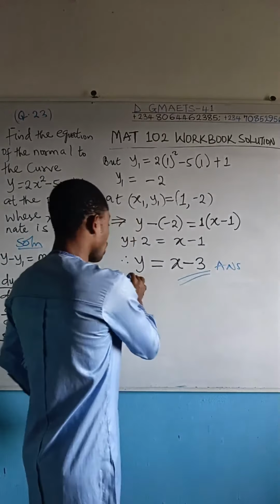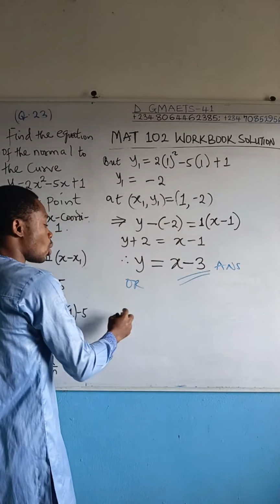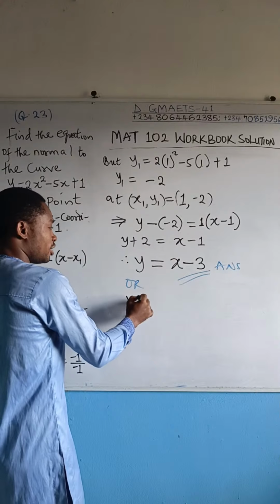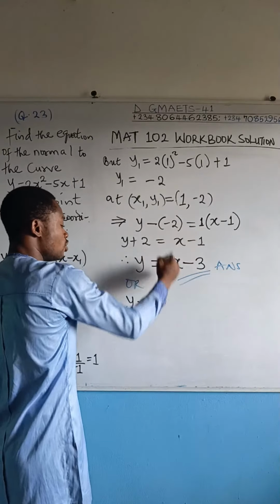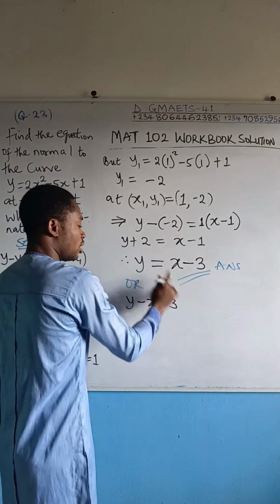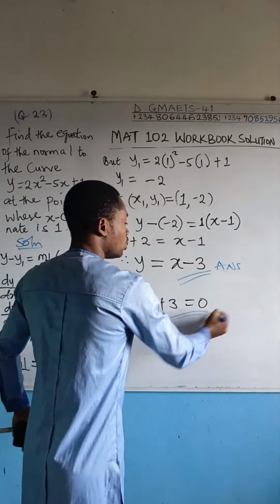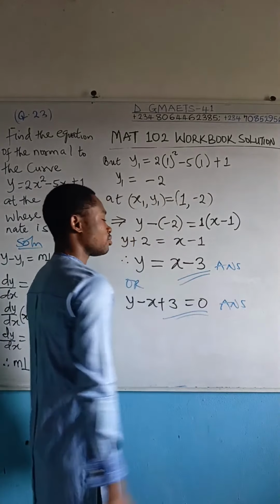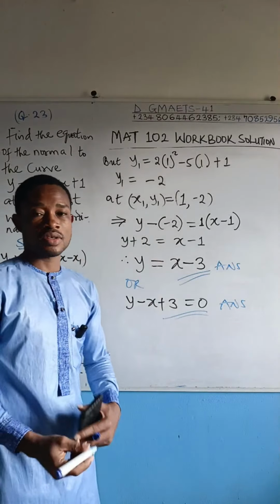But like I said, you may decide to let all the terms be moved to one side. You'll get y minus x, and then if this minus 1 moves, you get plus 3 on the left-hand side, equal to 0, right? This is also a possible answer. Now, usually your examiner chooses between any one of these two in most cases, right?